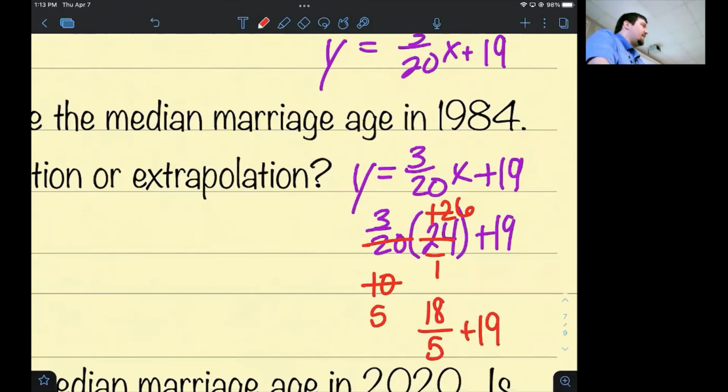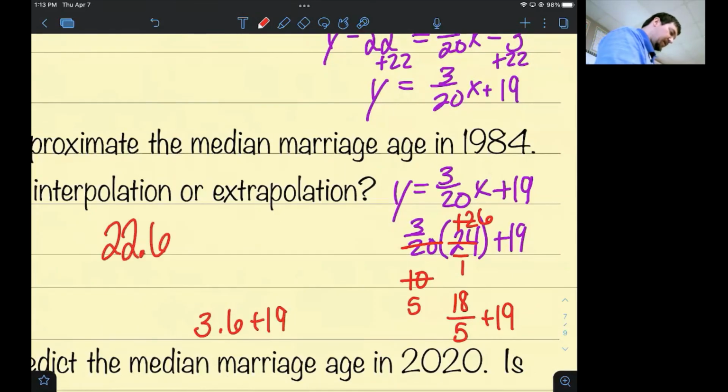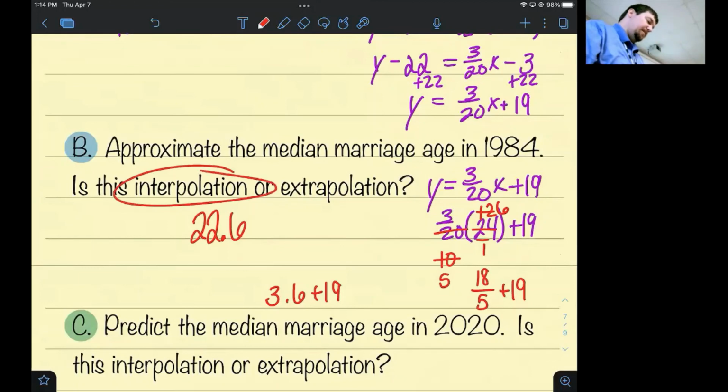What is 18 divided by 5 as a decimal? It's probably going to be more helpful for us. Jimmy? 3.6. Okay, so it's 3.6 plus 19. And Jimmy, add 19 to that. And what would you say our median age in 1984 is? 22.6 years old. Yeah, we'll say years old. No, let's just leave 22.6. Okay, so that was using interpolation. We can circle interpolation there.